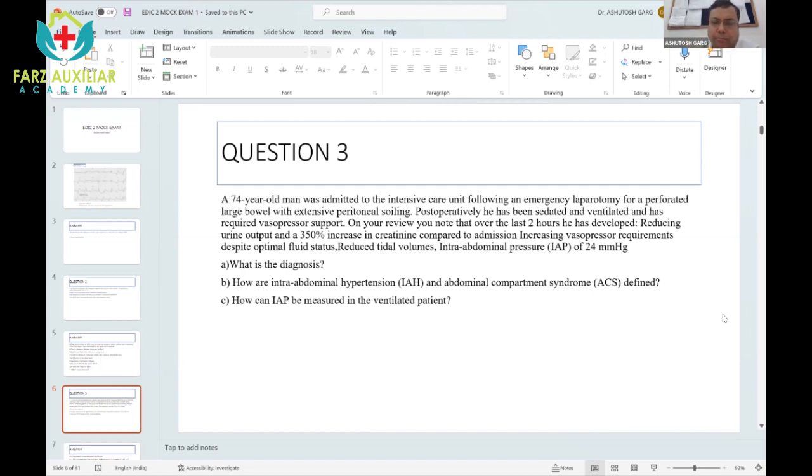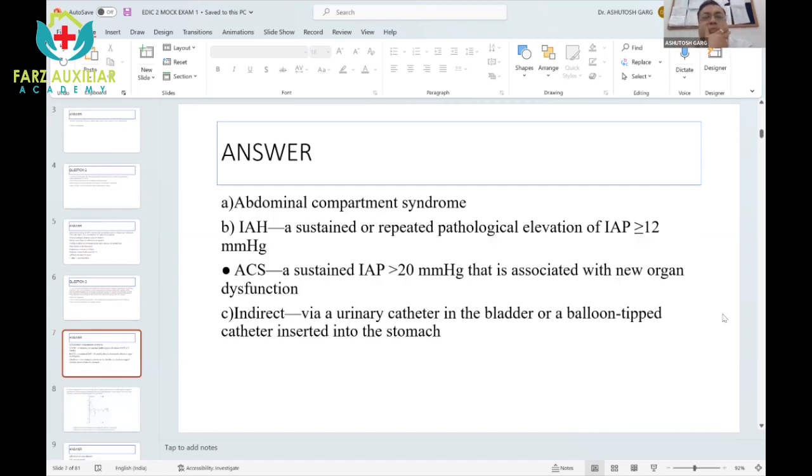Okay. So, absolutely right answer, abdominal compartment syndrome, because there is evidence of end organ perfusion hampered. When there is evidence of organ dysfunction, like in this case, the patient developed AKI, acute kidney injury, because of rise in creatinine and oliguria, so you can say this is a case of abdominal compartment syndrome. Intra-abdominal hypertension is defined as a sustained or repeated pathological elevation of intra-abdominal pressure more than 12. ACS, I already told, IAP more than 20 plus new organ dysfunction, which was not present earlier.